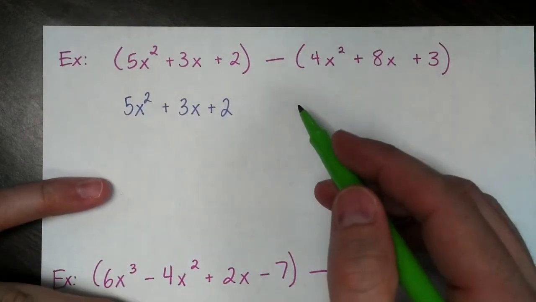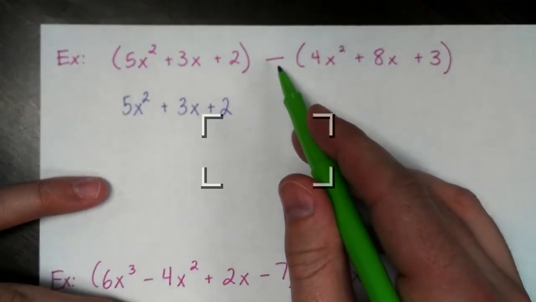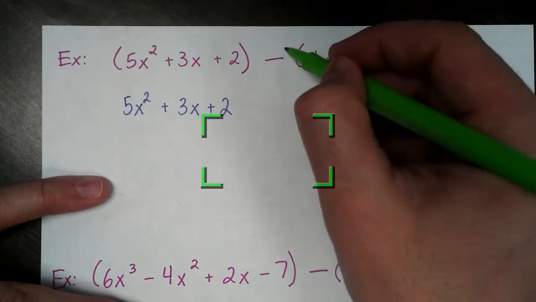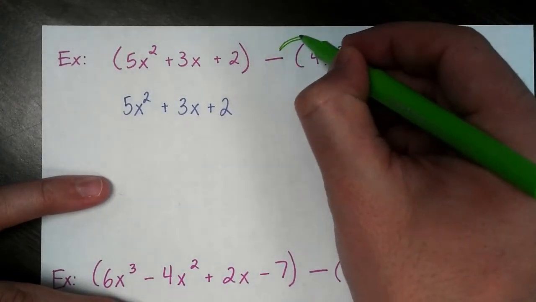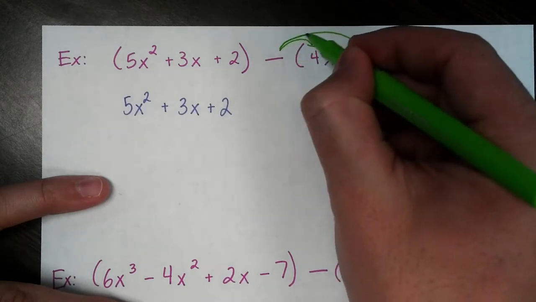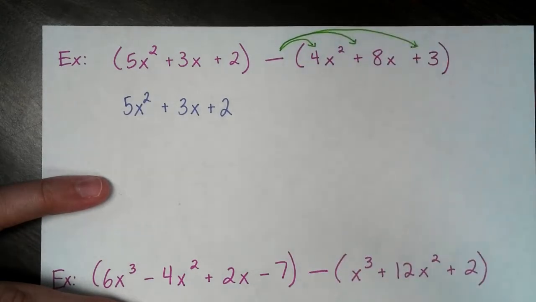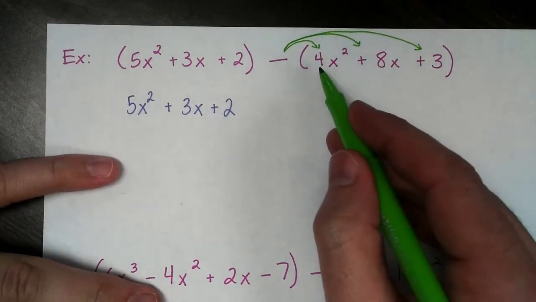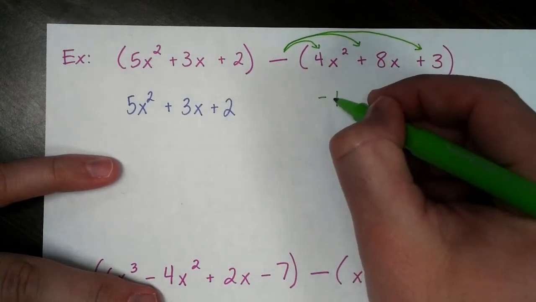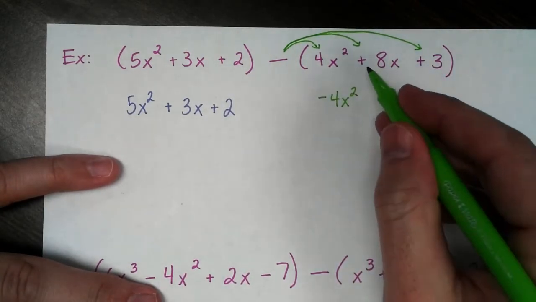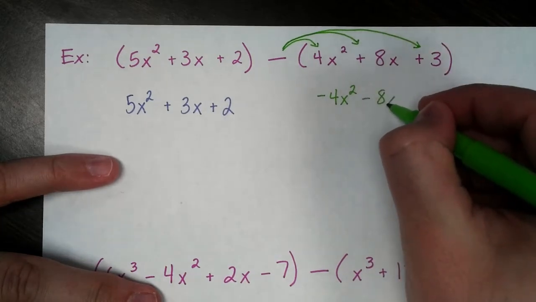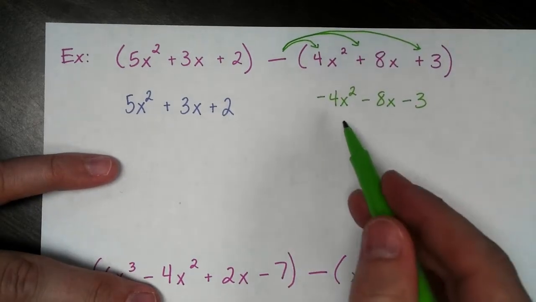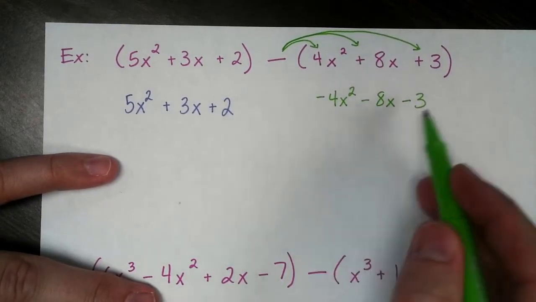Now, this is what's crazy about subtraction problems. All subtraction problems do is change the signs of the second polynomial. And I'm going to show you what happens here. Really, what you're doing is you're distributing that negative into all of the terms in the second polynomial. So all of them change. That positive 4x squared becomes negative 4x squared. That positive 8x becomes negative 8x. And that positive 3 becomes negative 3. And now this is our new polynomial.